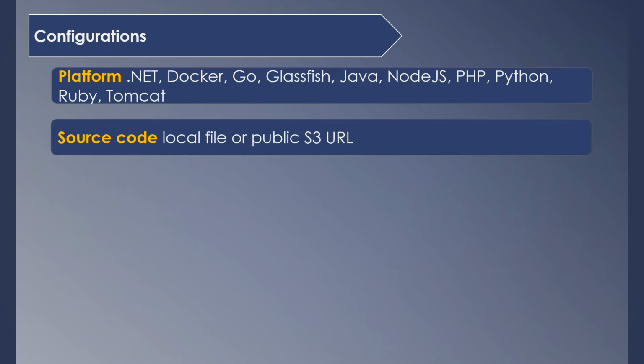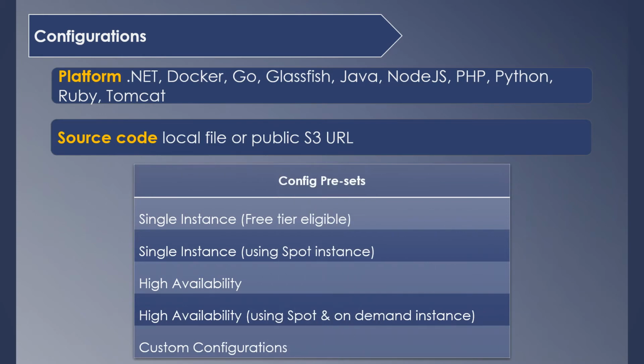Once you have done these two steps, AWS will configure the default settings based on the above. However, you can modify these default settings. Even in the default option, you have four configs to choose from. Single instance using spot instance, high availability using spot instance and on-demand instance. Even though these come with presets, you can modify them at any point.